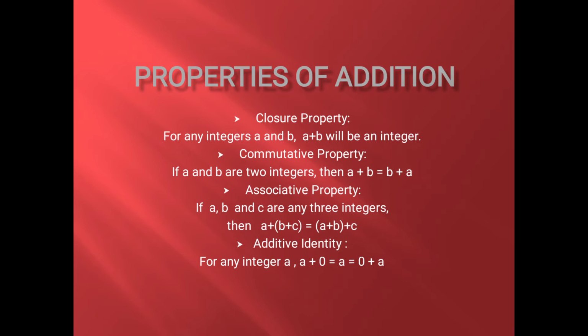Then last, additive identity. What is additive identity? For any integer a, a plus 0 equals a, and 0 plus a equals a. So any number plus 0, we will get a. That's why, for additive identity, any integer added to 0 equals the same number. That is called additive identity.